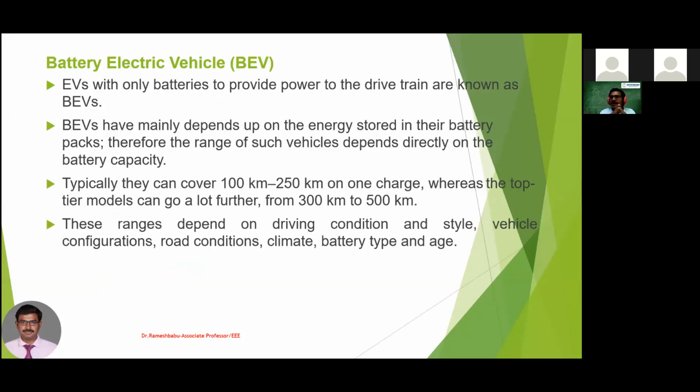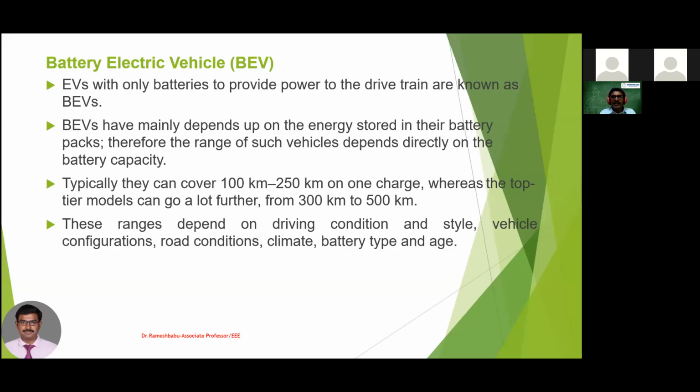What is a battery operated electric vehicle? The only energy source available here is the battery, no other sources. Battery is the only source, so it's called a battery electric vehicle. In this vehicle, emission will be very little because I am using only a battery as the source.